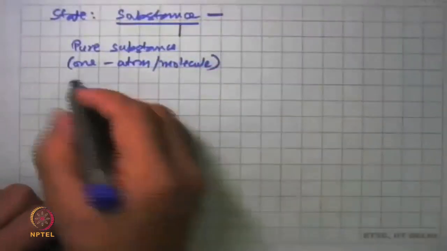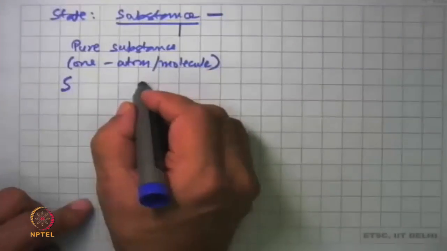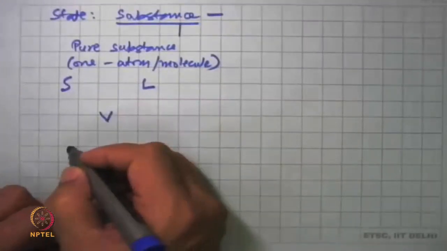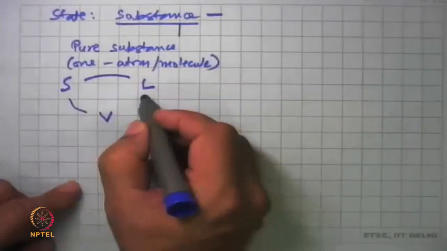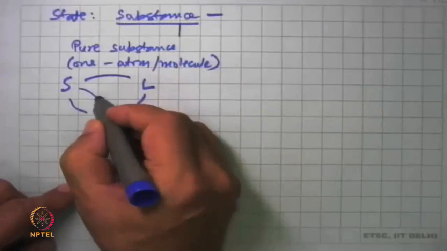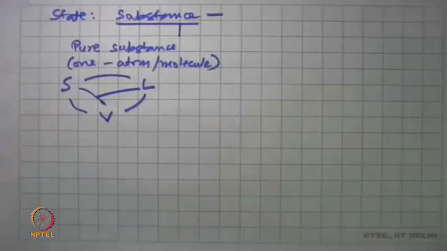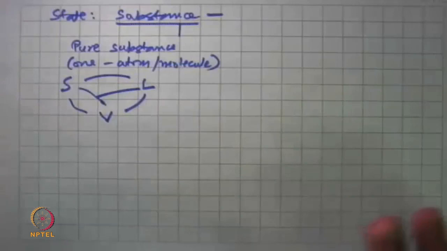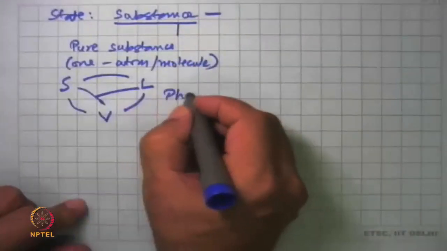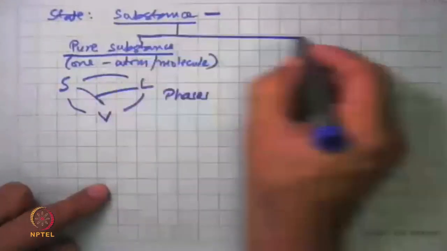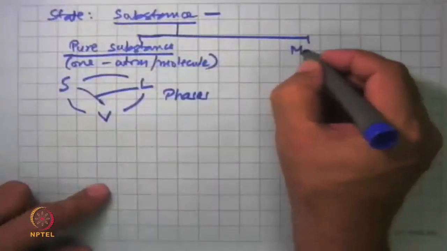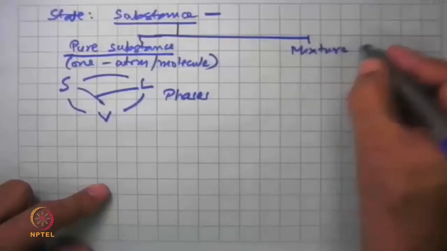And it doesn't matter whether this was a solid or a liquid or a vapor, or a mixture of these two, or a mixture of all three. It is a pure substance. So these are what we call the phases of a pure substance, and that is one arm of this. The second thing is, the substance could be a mixture of different pure substances.